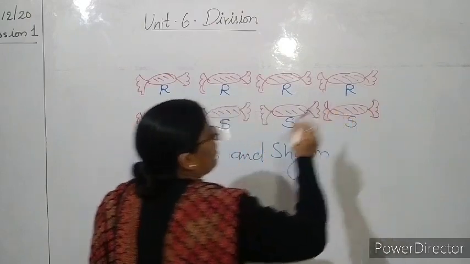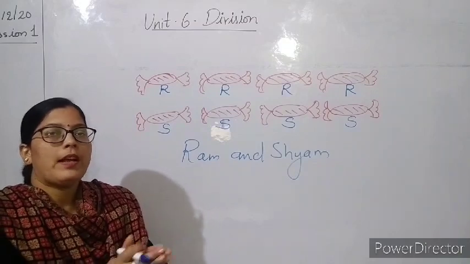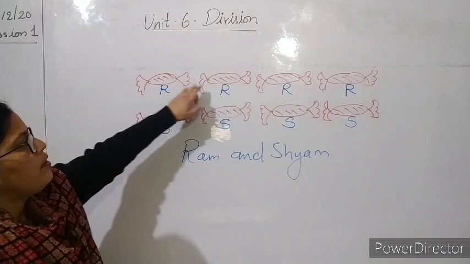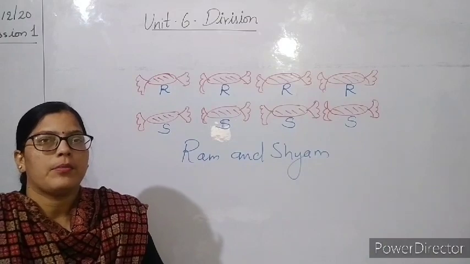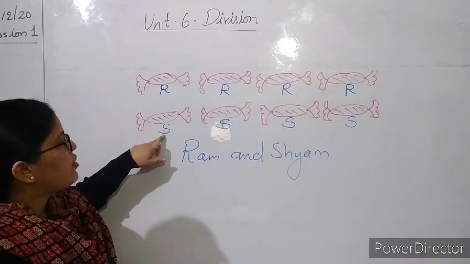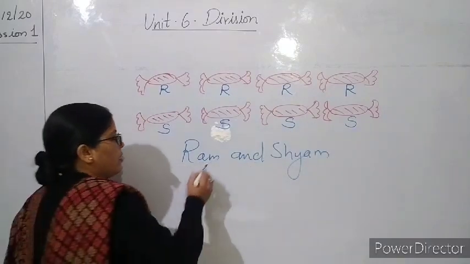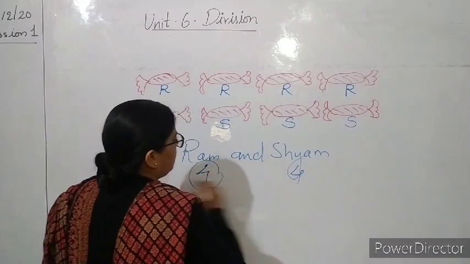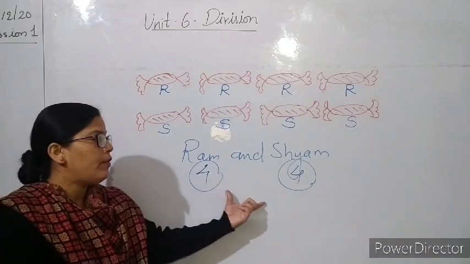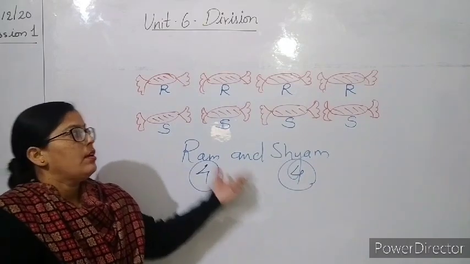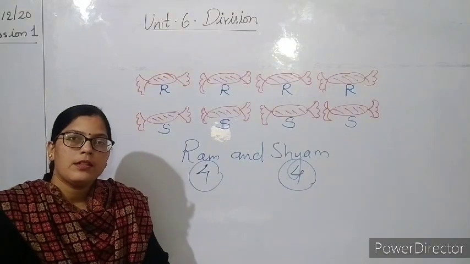again one toffee to Ram and Shyam. Okay. Now how many toffees are there with Ram? Count it. 1, 2, 3 and 4. Okay. There are 4 toffees with Ram. Now how many are with Shyam? 1, 2, 3 and 4. Shyam also has 4 toffees. Okay. So here Ram and Shyam both have equal number of toffees. We have distributed equal number of toffees to Ram and Shyam.